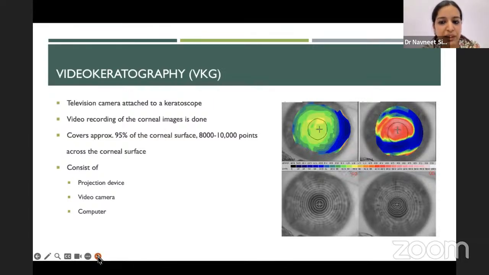The most commonly used nowadays is video keratography, also known as VKG. It consists of a television camera attached to a keratoscope. Video recording of the corneal imaging is done in this case, and the videos are analyzed by a pre-built software inside the machine. So this covers approximately 95% of the corneal surface and covers around 8,000 to 10,000 points across the corneal surface. It consists of a projection device, a video camera, and a computer.